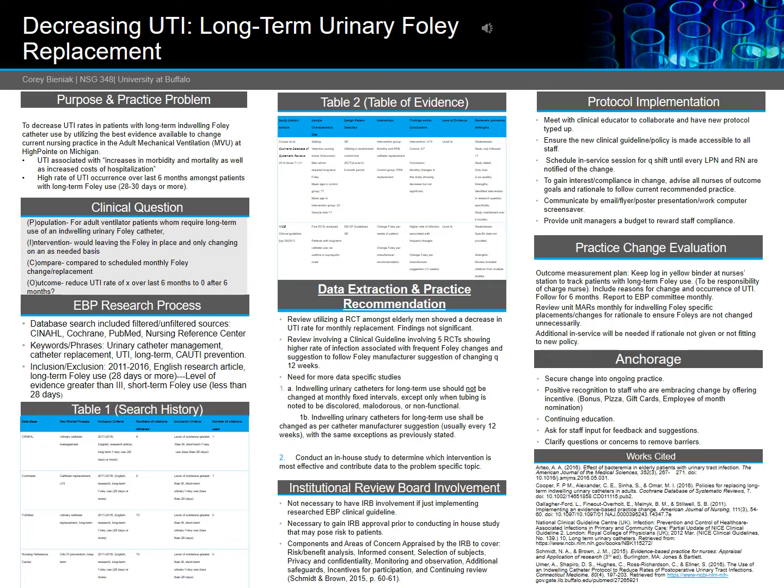How we're going to anchor this into ongoing practice is through positive recognition to staff who are embracing change by offering incentives such as bonus, pizza, gift cards, Employee of the Month nomination, continuing education. We're also going to ask for staff input for feedback and suggestions and clarify any questions or concerns to remove any barriers noted.